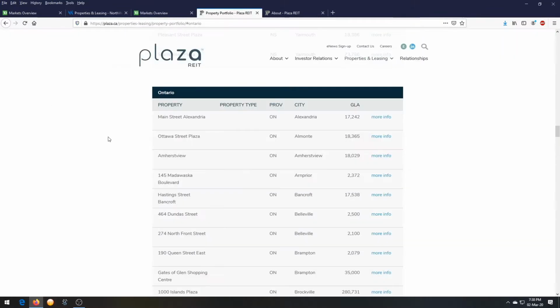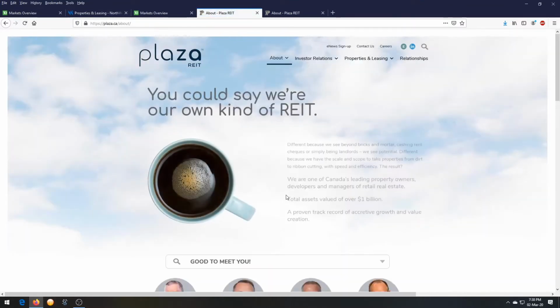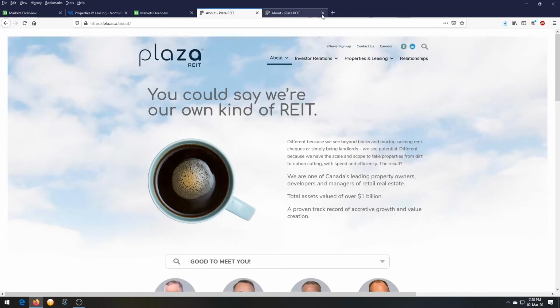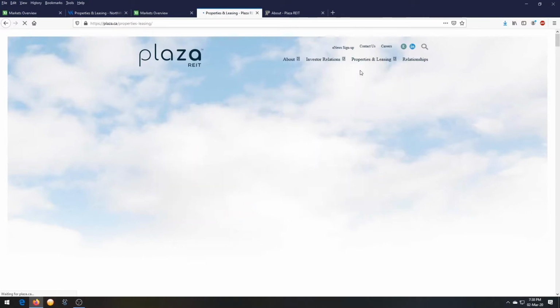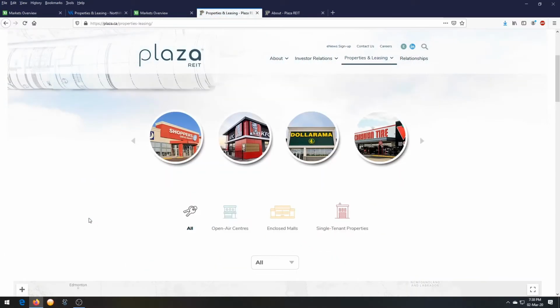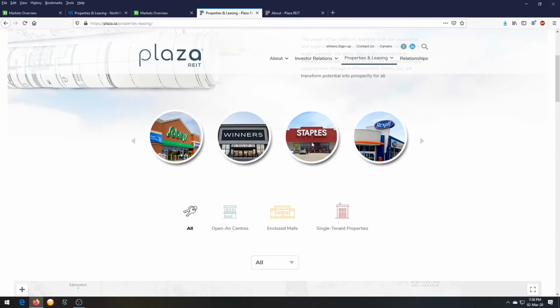If we go on their website and go to About, you could read up on basically the information of the company. They have retail real estate. Total assets are over $1 billion. If you want to check out some of their properties, why not? We just go to properties and leasing on their website, and here are some of their clients. So big name brands, KFC, Dollarama, Canadian Tire, etc.